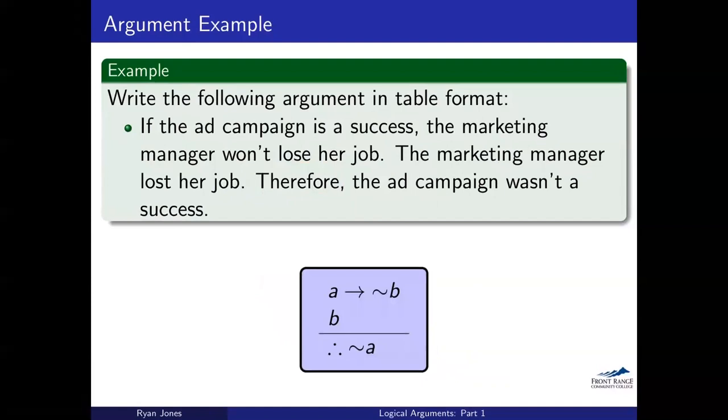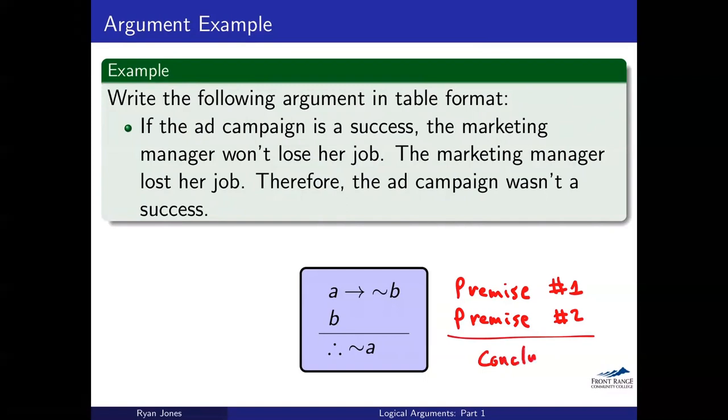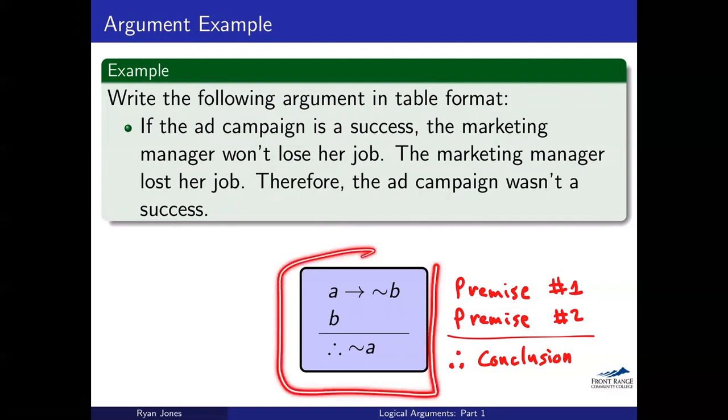So like we write in the table format, we have our premise, and I'll call this premise number 1. And we have our second premise. And then we have our conclusion. And if I wanted to, I could put a therefore here. So premise 1 and premise 2, therefore, I come to a conclusion. And that's how we can take this argument that is verbally written out, and we can write it in a very, very succinct way here.